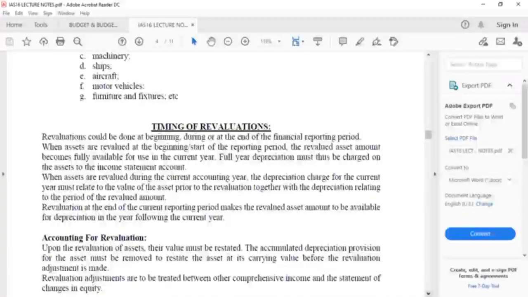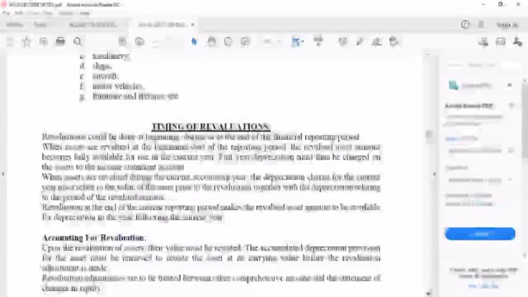That is the timing of a revaluation. You have to know when the revaluation will be done. If it is at the beginning of the year, it means that you won't do any further depreciation. But if it is at the end of the year, it means that the asset will depreciate for a year before you do the revaluation. So you have to find the carrying value of the asset as at the day that you are doing the revaluation. You compare that value with the revalued amount and see whether you are making a gain or a loss.